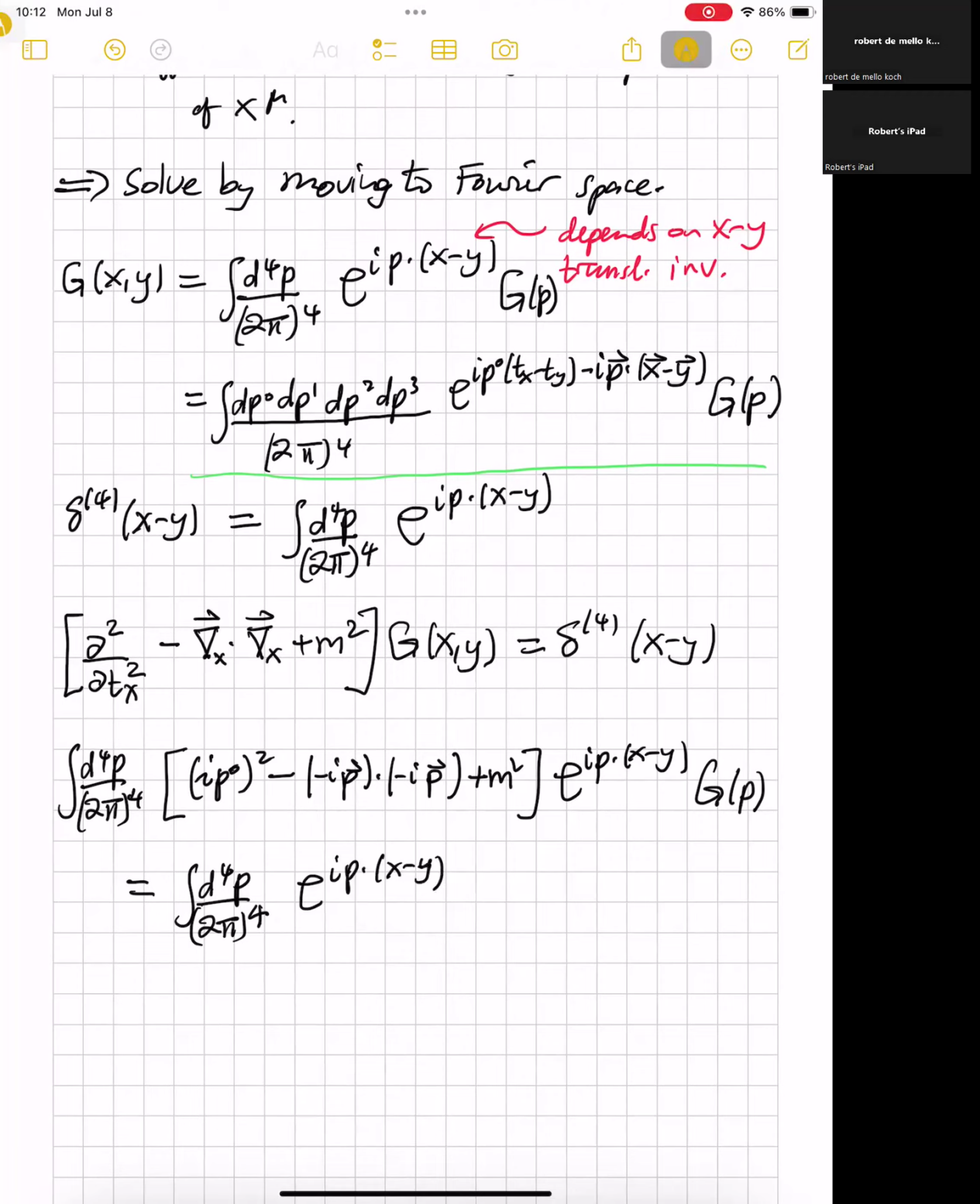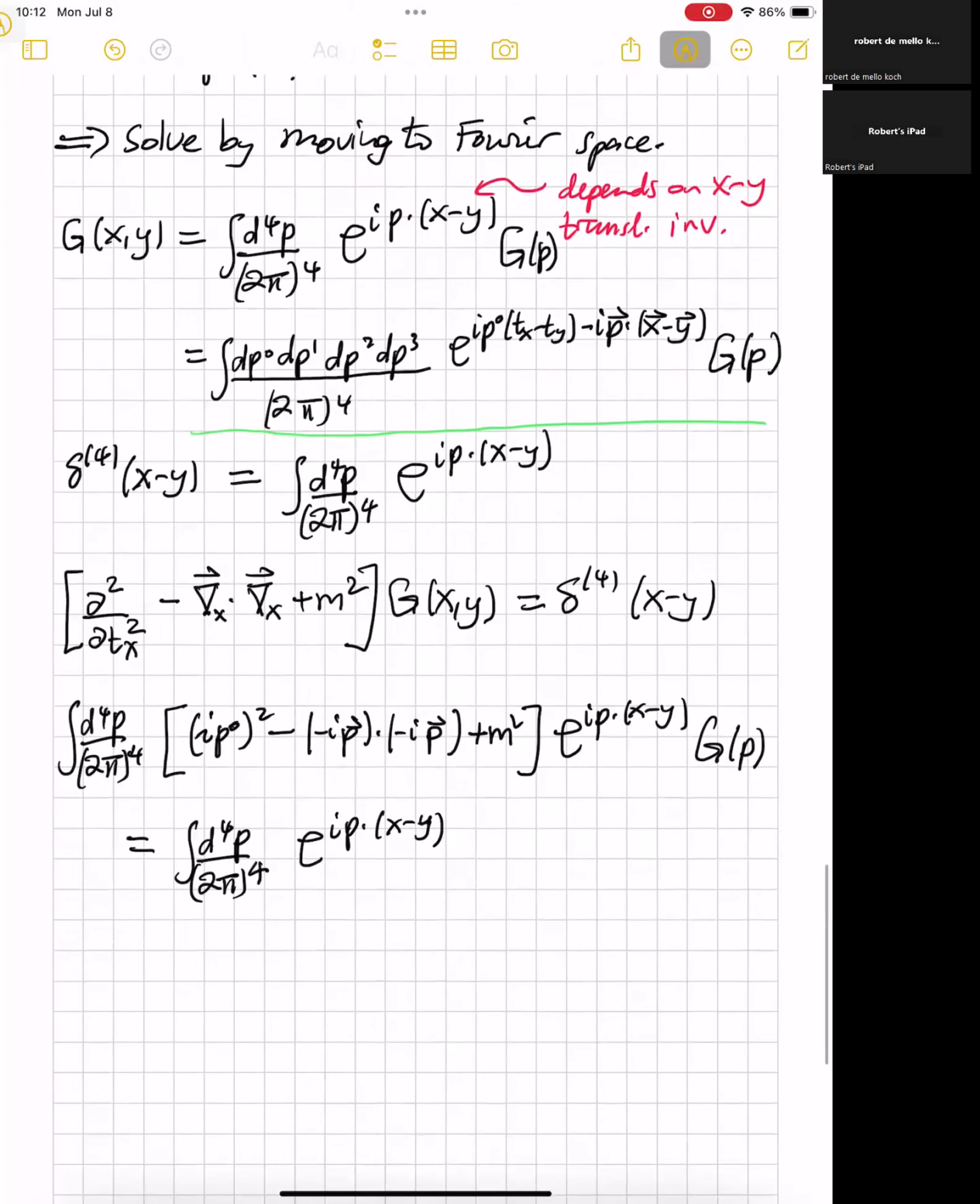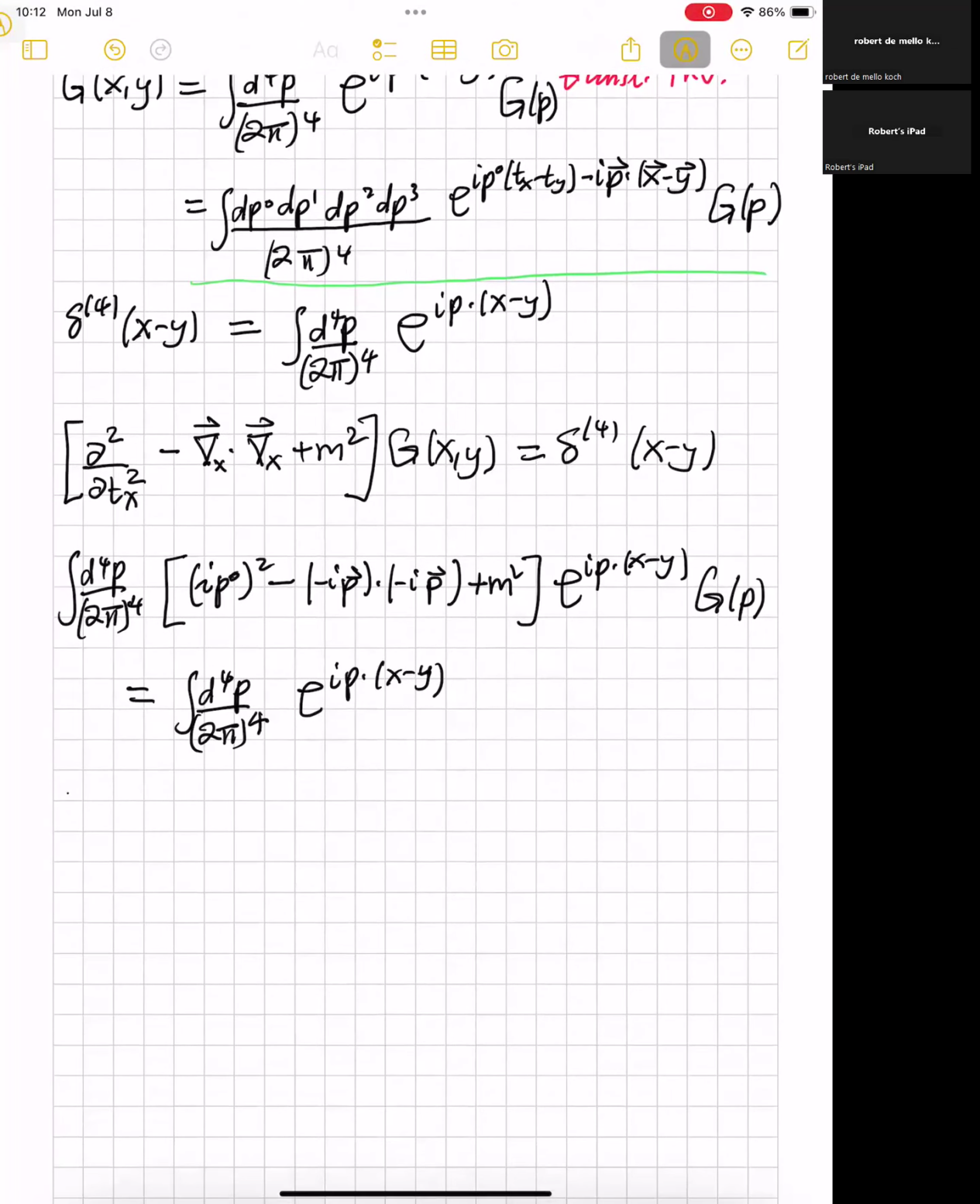Now take a look at this equation. We're equating two Fourier transforms equal to each other. But if two functions are equal to each other, their Fourier transforms are also equal to each other. So what this equation means is: minus p naught squared, minus ip dot minus ip, which is plus p dot p, plus m squared acting on g of p. Okay, so that will be equal to 1.